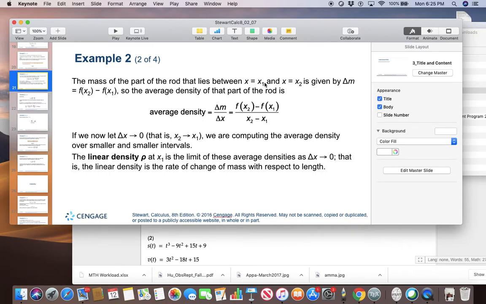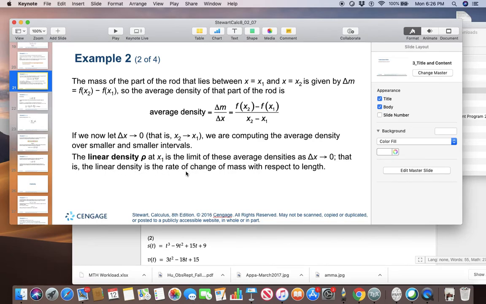Average density is spoken of over an interval of the length. Now suppose I let the denominator delta x go to 0. Delta x going to 0 means x2 is approaching x1. Then we are computing the average density over smaller and smaller intervals. The linear density rho at x1 is the limit of these average densities. So that's the difference between average density and linear density. Linear density is the limit.